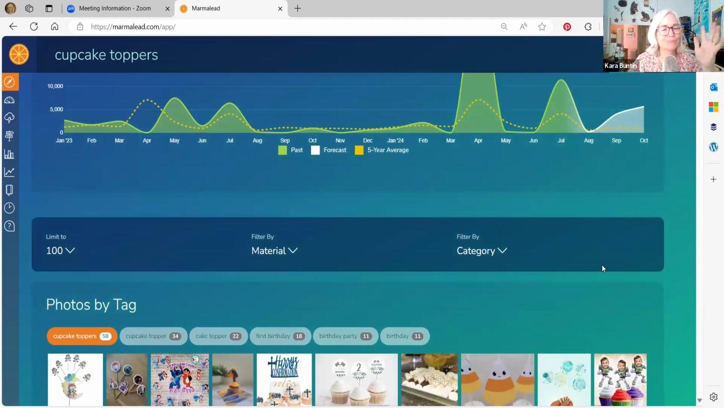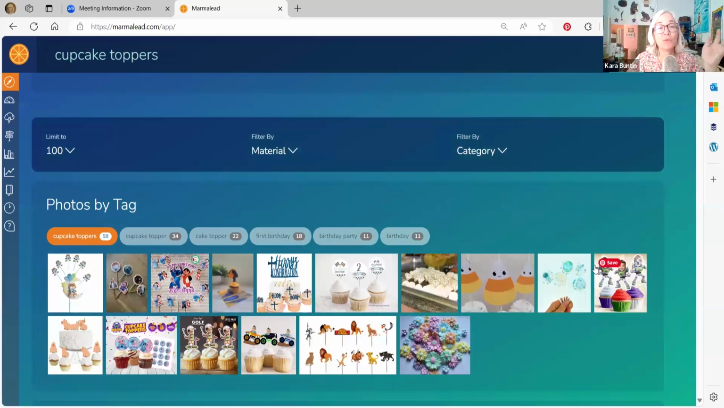It just doesn't work. But I don't worry about that anyway, so I don't care. Okay, limit to 100. So these are the photos by tag.